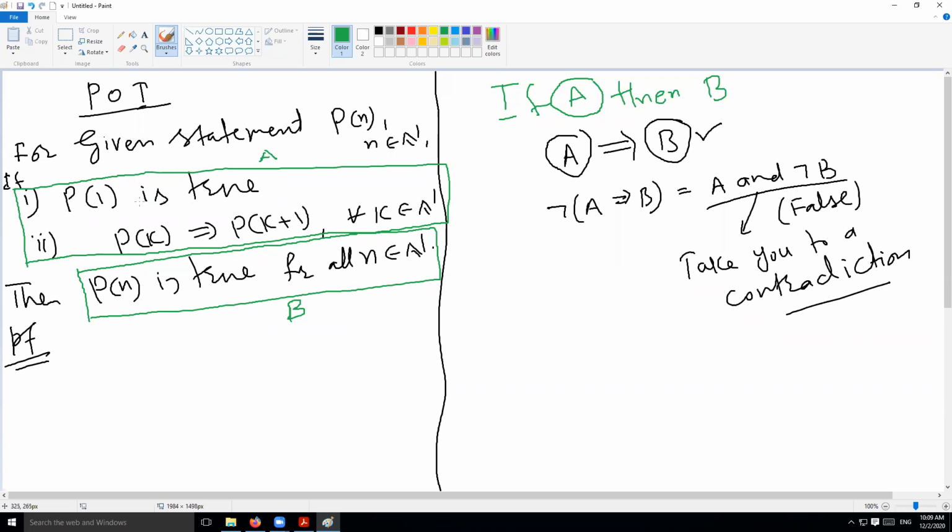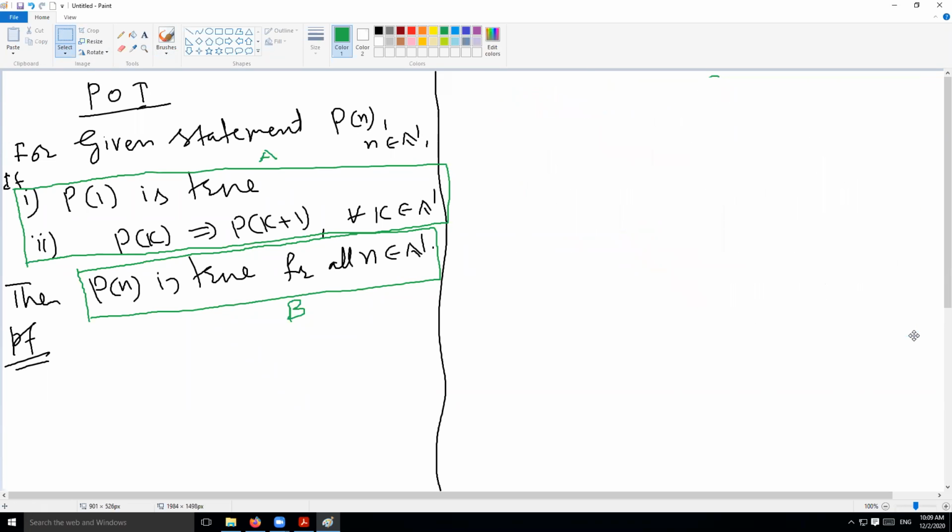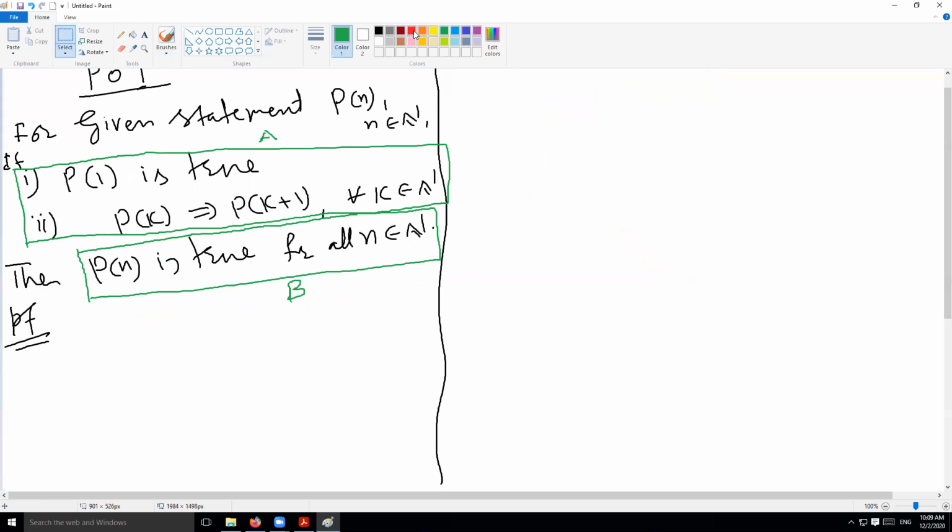So the if part is my A and the then part is my B, and I want to prove that if A then B by method of contradiction. What I need to do is assume that its negation is true, and that negation should take me to a contradiction that will falsify the negation, and hence make the given statement true. So how should I now proceed to the proof?